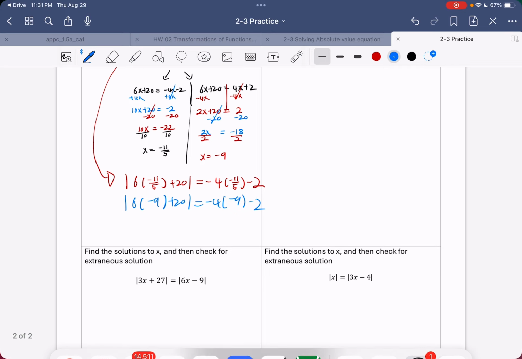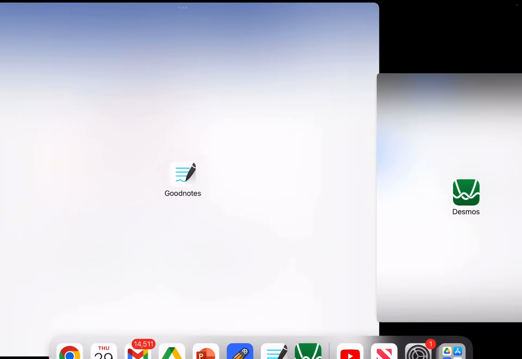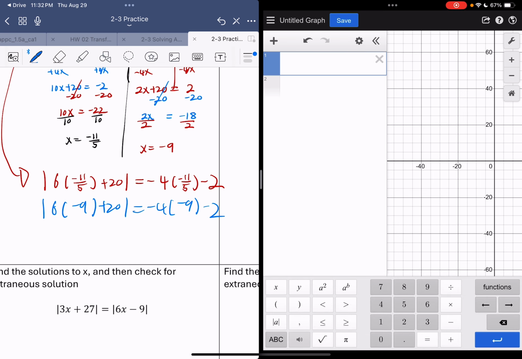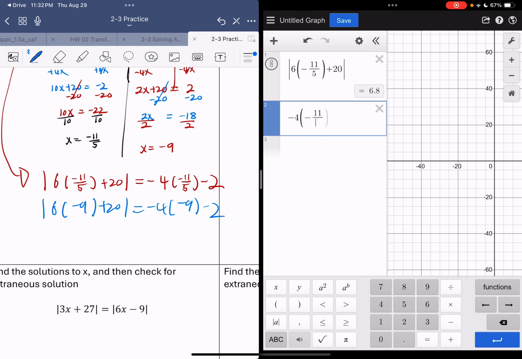So let's check. So first one is absolute value 6 parenthesis negative 11 over 5 close the parenthesis plus 20 close the absolute value, 6.8. The other one is what? Negative 4 parenthesis. This one doesn't even have a thing. 5. Yeah, 6.8 is the gotcha.